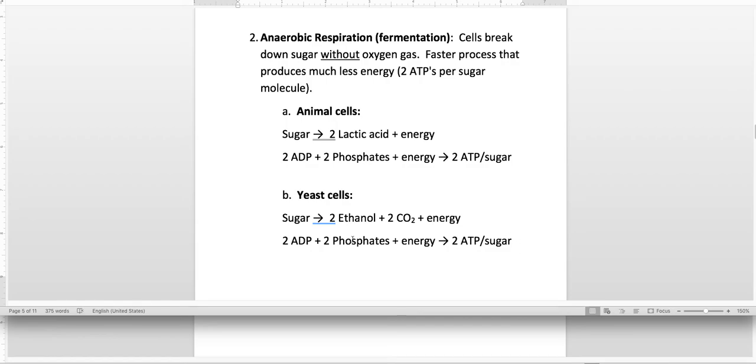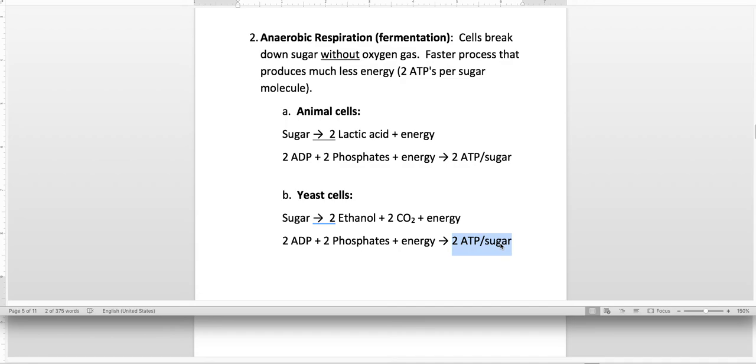Once again, the energy yield is poor here. Yeast cells don't like to do fermentation because it creates something that's toxic to them, ethanol, and it doesn't give them much energy, only 2 ATPs per sugar instead of 38. But again, they'll do it if they're forced to, and you force them to by taking away their air.